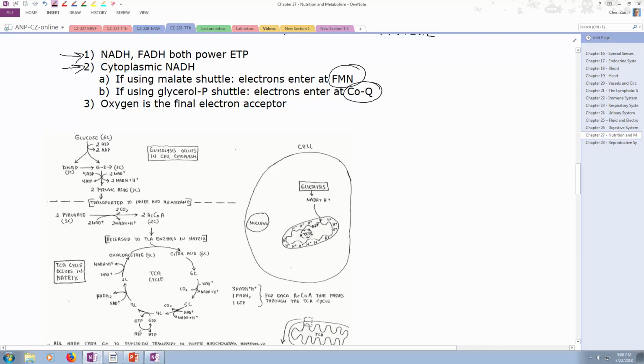Have you guys ever heard of coenzyme CoQ? Yeah, there's actually people who will take supplements for CoQ10. So they'll come in at CoQ or CoQ10, and oxygen will end up being the final electron acceptor, and ultimately from this process we will make our water.